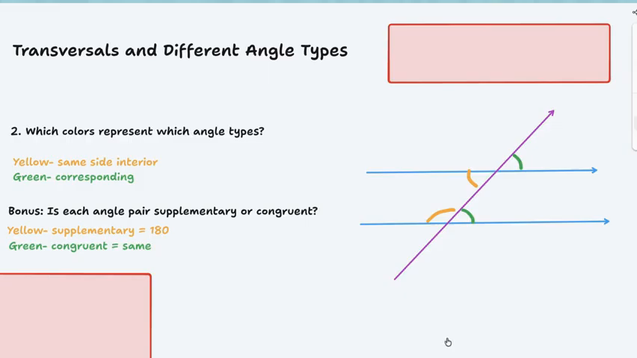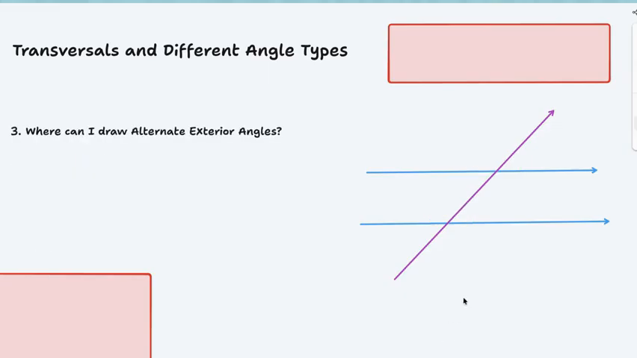So now we're going to move on to the last question. The last question is, where can I draw alternate exterior angles? There are two correct answers, so please say both of them and just touch your screen to show where you think the angles would go. There are two answers, like I said before, so try to get both of them correct. And remember how I broke down the word to remember the meaning. So pause the video and you can get back to this.